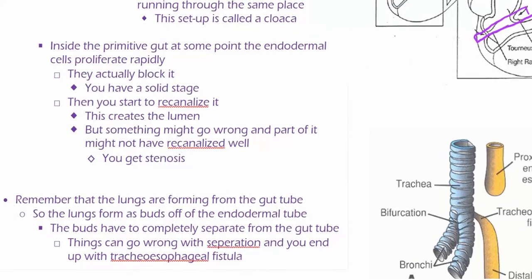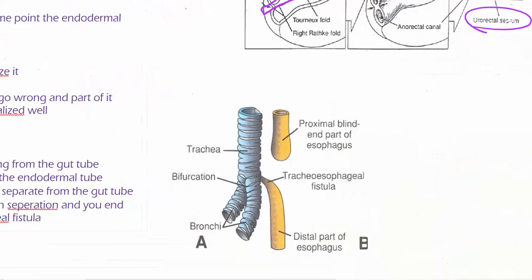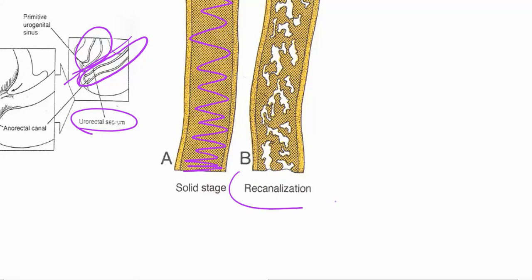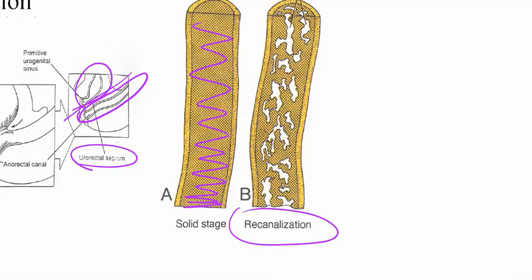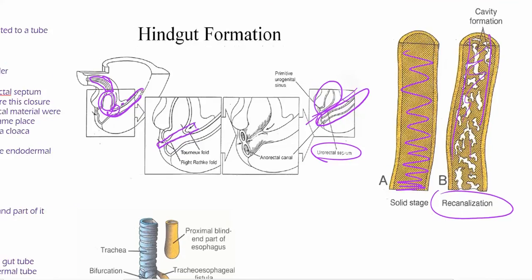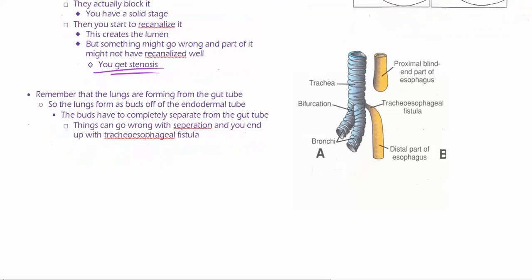And then the other thing is that when you're looking at the primitive gut tube, at some point a lot of the endodermal cells are going to proliferate rapidly, and they're going to block up the whole tube. Then later on you get recanalization, meaning you get apoptosis and the cells die, and so you form a lumen. But in certain areas this might not be successful, so you might have some stenosis occurring there. That's what this is saying.